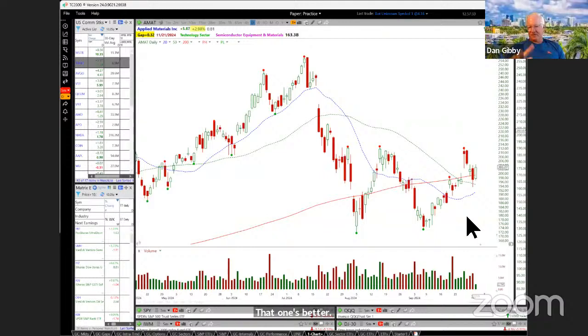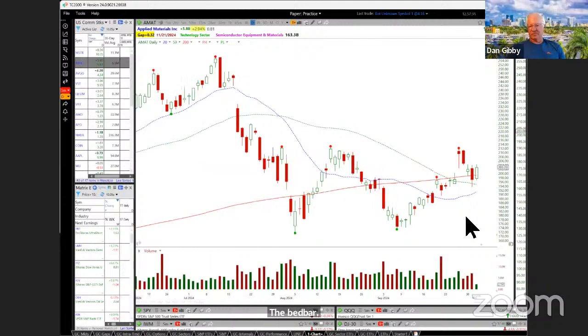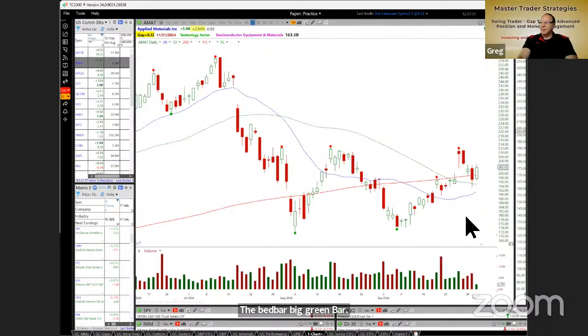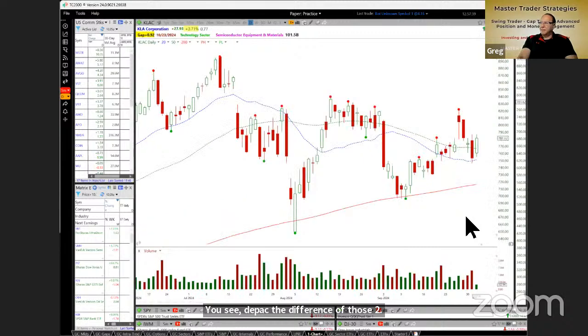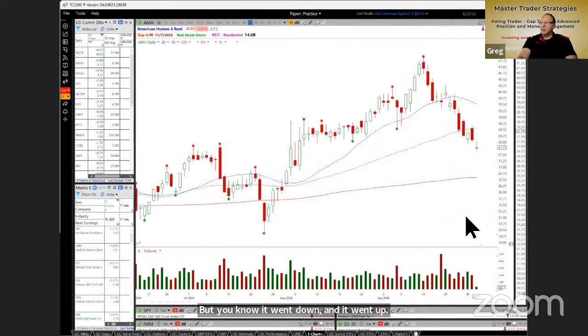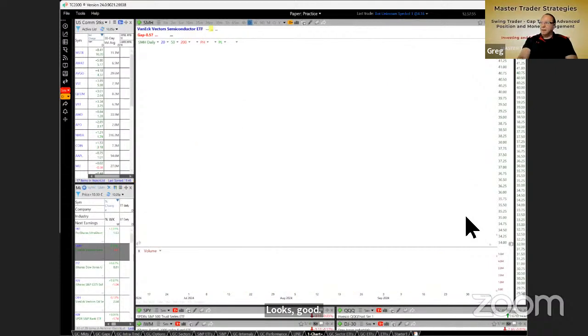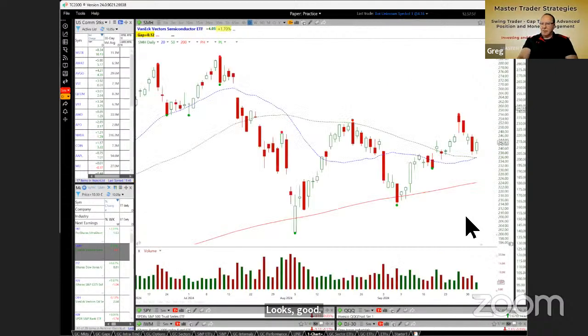You see, Deepak, the difference of those two? This one's 180. KLAC usually moves with that one. That one may be a little better, a little stronger. But it went down and it went up. All right. Looks good. SMH, we could look at, looks good.